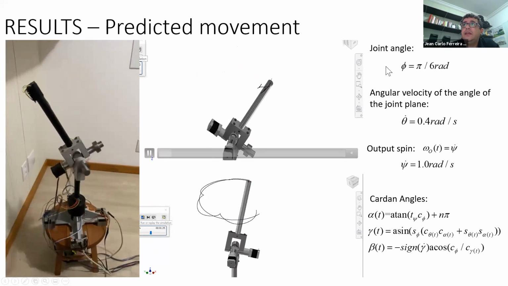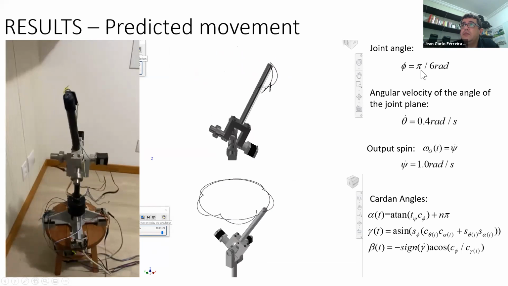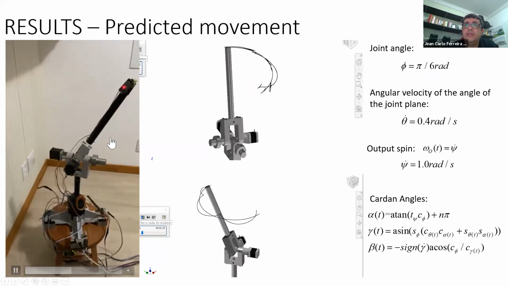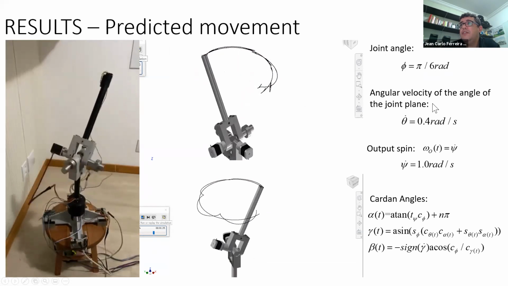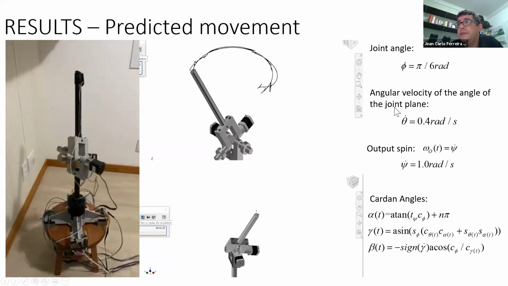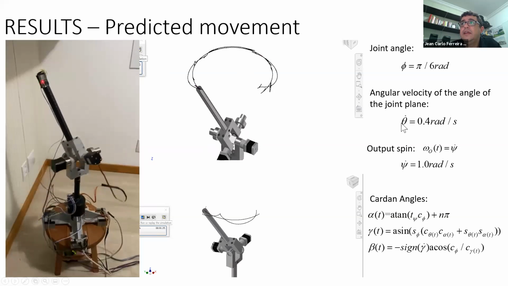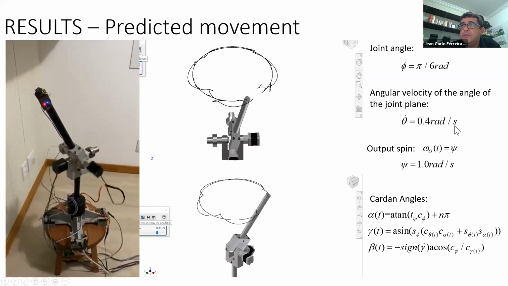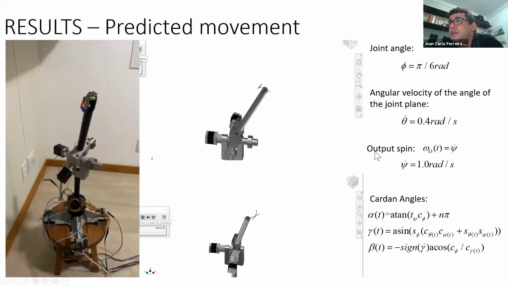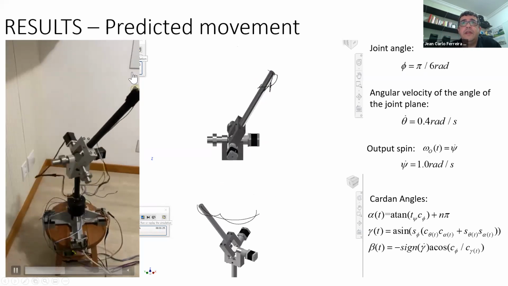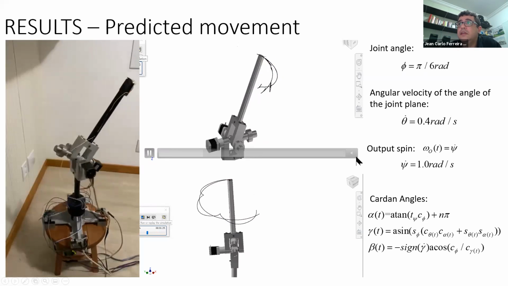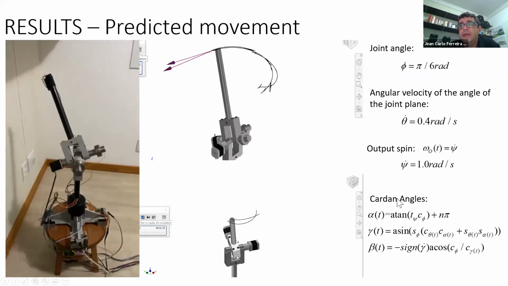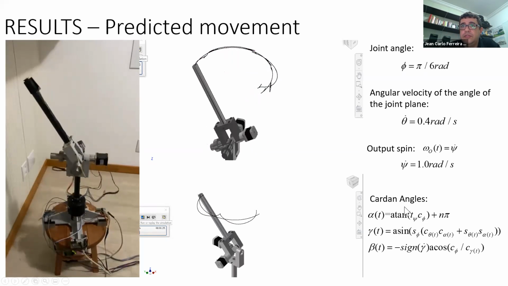In this experiment, I defined the joint angle phi equal to pi per 6 radian, the angle between the links. The angular velocity of the joint plane, theta dot, equals 0.4 radian per second, and the output spin of my second link equals 1 radian per second. This way I can calculate the Cardan angles.